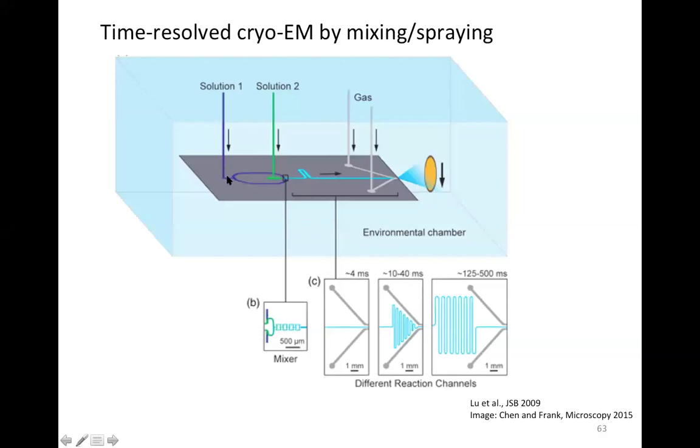So the idea here is that we want to study a reaction in detail. We have one component and a second component, and we mix them for a very short time, for half a millisecond. And then comes a reaction chamber, which has different lengths for different chips. Here are the different lengths. And then in the end, with the help of some driving gas, the mixture of the various reaction products is sprayed onto the grid as the grid is plunged into the cryogen.